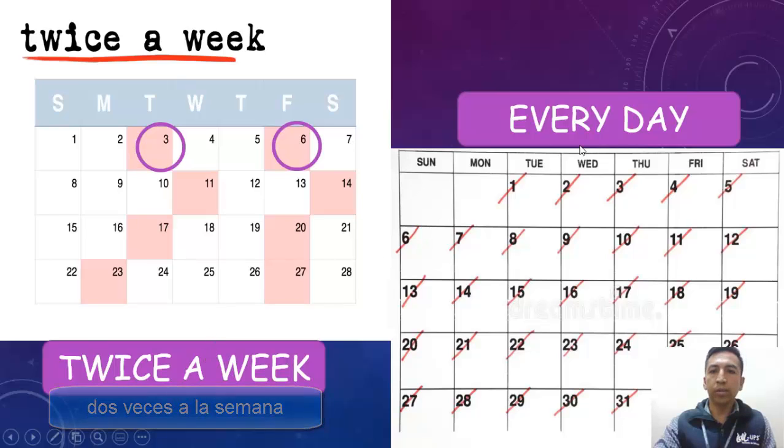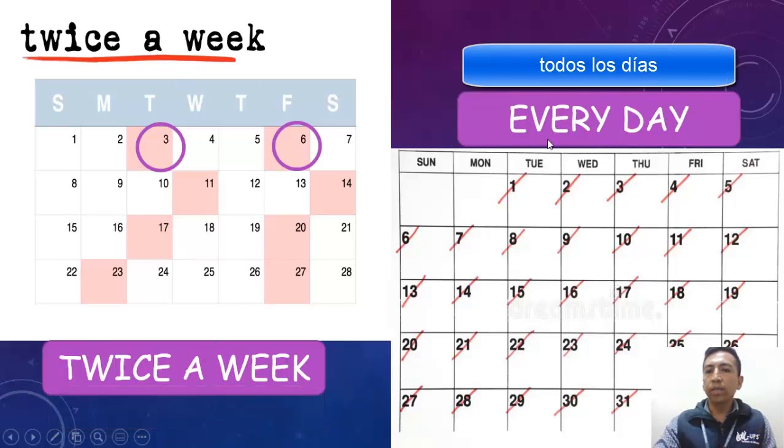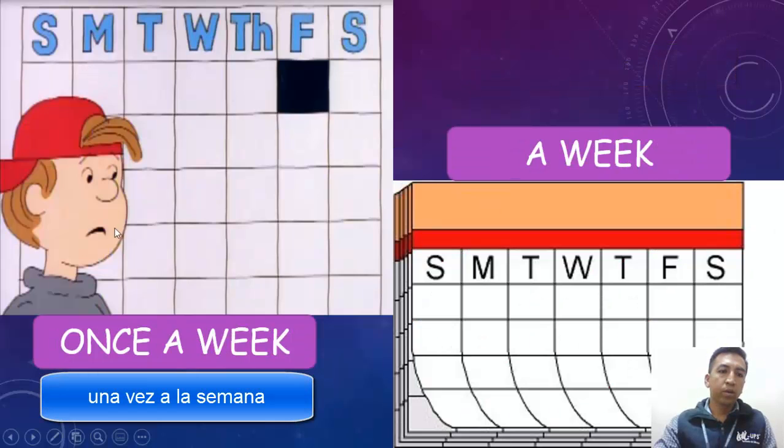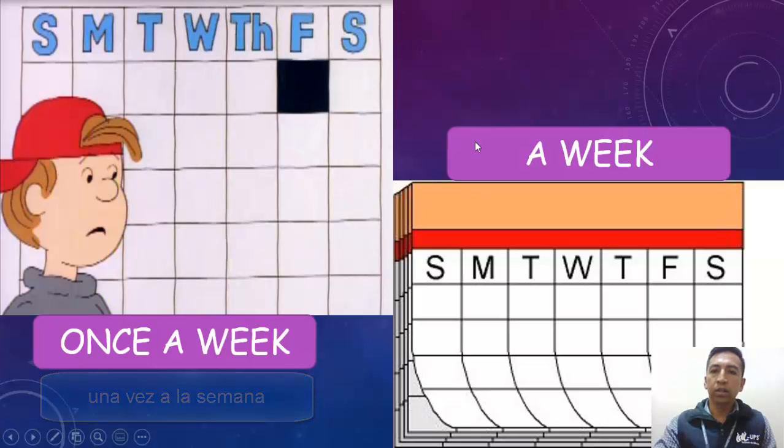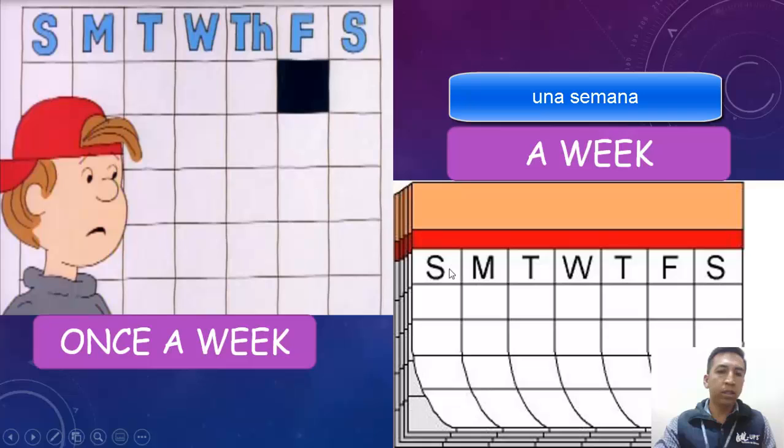Yes, twice a week. Every day. Every day means all of the days in the week: Sunday, Monday, Tuesday, Wednesday, Thursday, Friday and Saturday. Once a week means 1 day in a week. A week means the days Sunday, Monday, Tuesday, Wednesday, Thursday, Friday, and Saturday.